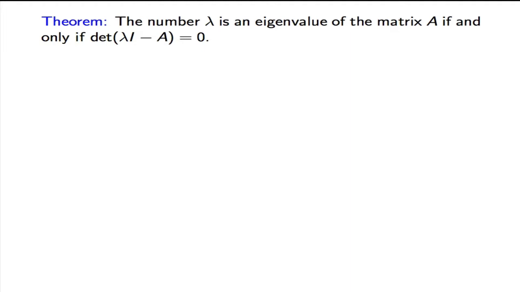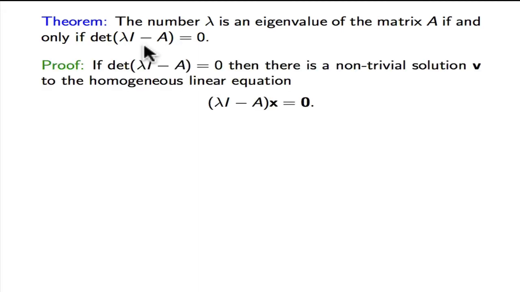So our first result gives us a way to determine the eigenvalues of a matrix. It says that the number lambda is an eigenvalue of a matrix A if and only if the following determinant is equal to 0: the determinant of the matrix lambda times the identity minus A. So let's see a proof of this result.